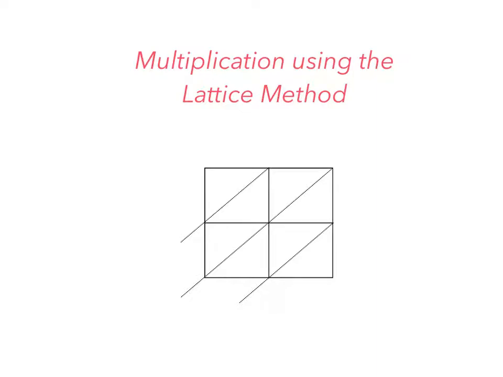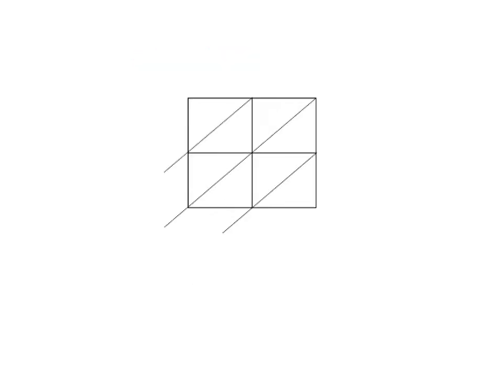Another way to solve multi-digit multiplication is called the lattice method. In this method, you'll need some boxes that look like this. It might seem odd at first, but you'll quickly learn to understand. We're going to solve this problem, 24 times 67.